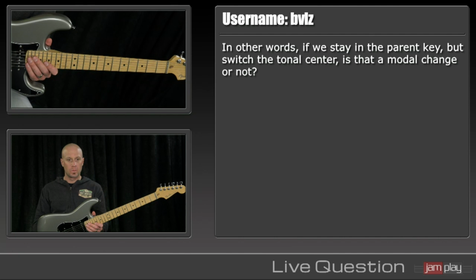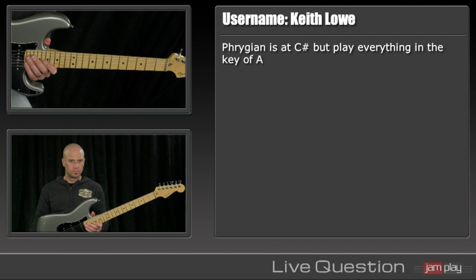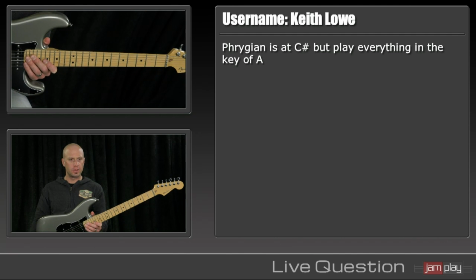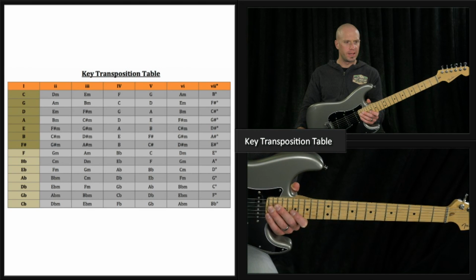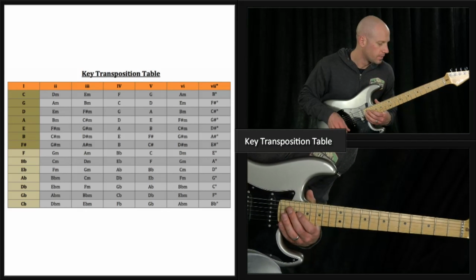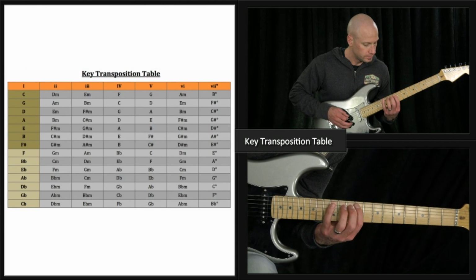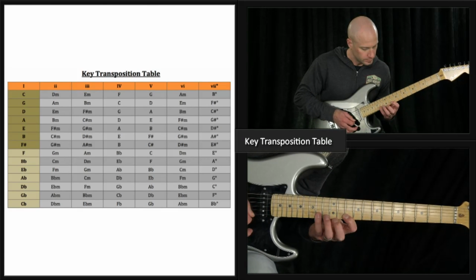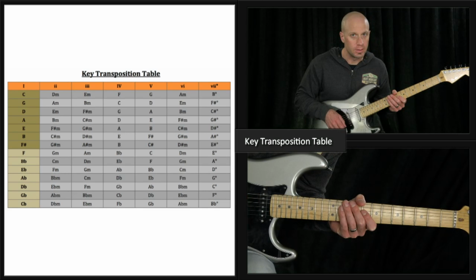And from Keith, Phrygian is at C sharp, but play everything in the key of A. Let's go back to the parent. So the key of A, we're saying the parent key is the key of A. If we go back to the key transposition table, we want to play in C sharp Phrygian. Yeah, we would play in the parent key of A, but we'd basically be doing this. So here is C sharp. That would be your Phrygian sound, C sharp Phrygian. You're absolutely right.